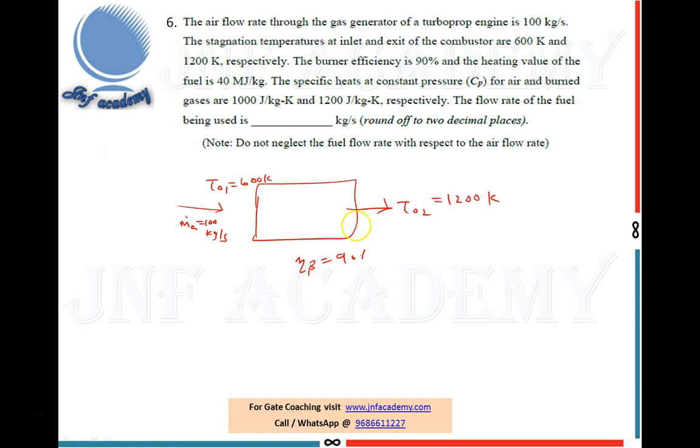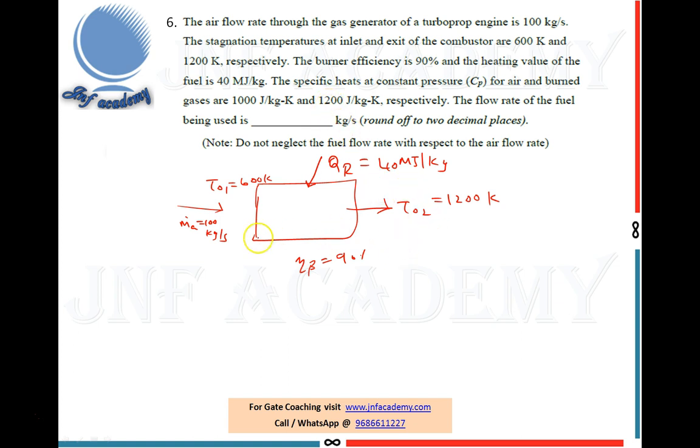They also told us the heating value of the fuel, which is QR. The heating value of the fuel, which is getting added in the combustion, is 40 megajoule per kg. And they have given the value of CP. The CP is 1000 for air. For gas, after combustion is done, it becomes gas, and that CP is 1200.